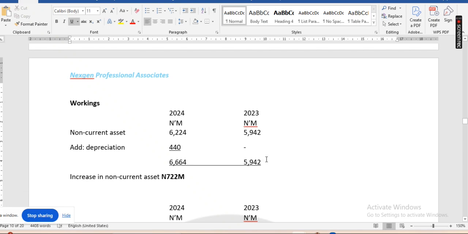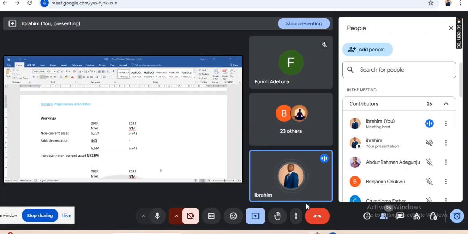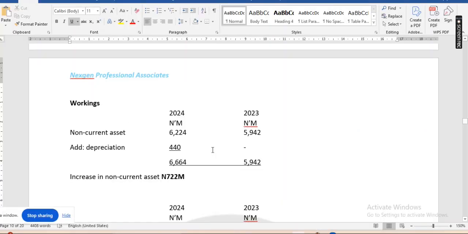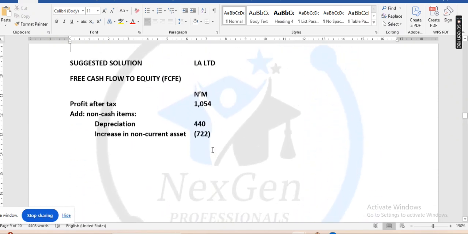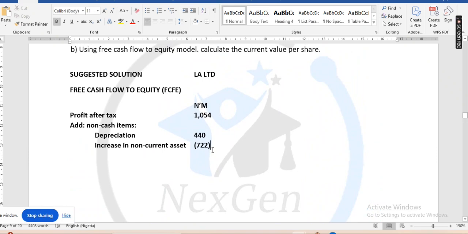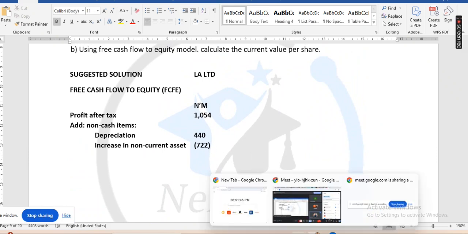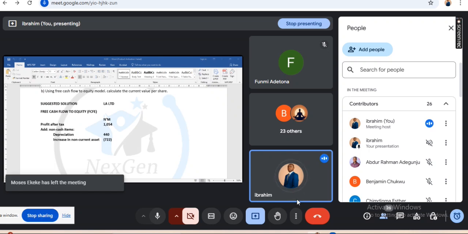So when you have the real cost of the asset, you will now look at it. In 2023 it is 5,942,000, while in 2024 you can see that the asset has increased. The question is, what is the increase? The increase is the difference between 6,664 minus 5,942, which will give you your increase in the non-current asset. Now, when your non-current asset is increasing, what does this indicate, class? It indicates that there is a cash outflow from the business, and that is why we have to put it in bracket. And this is where we stopped in our previous lecture.